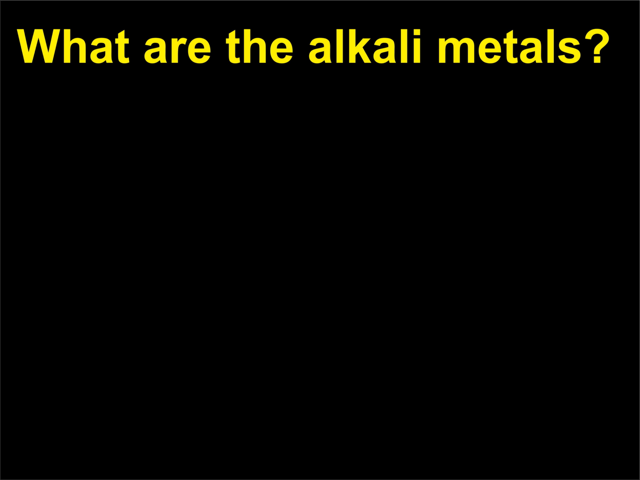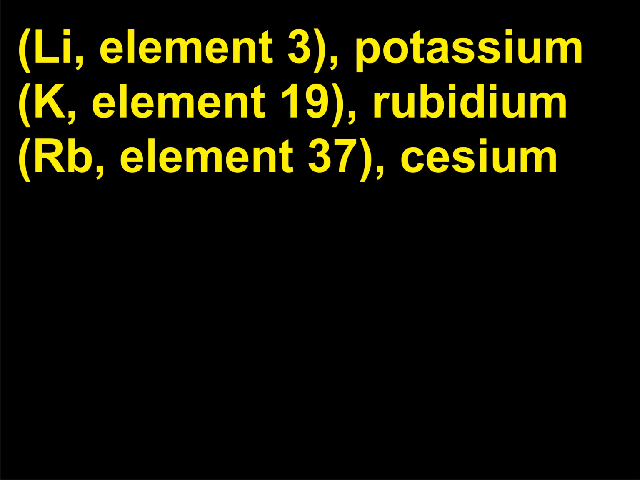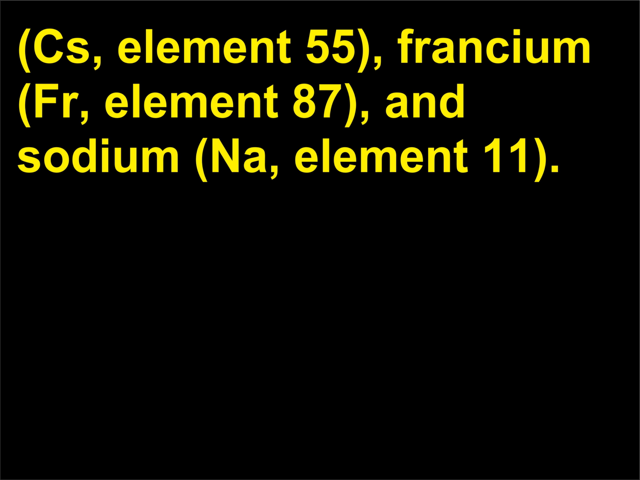What are the alkali metals? These are the elements at the left of the periodic table: lithium, Li, element 3, potassium, K, element 19, rubidium, Rb, element 37, cesium, Cs, element 55, francium, Fr, element 87, and sodium, Na, element 11.